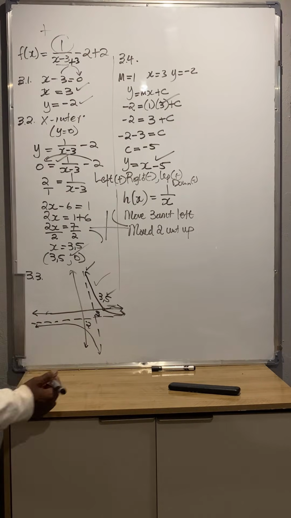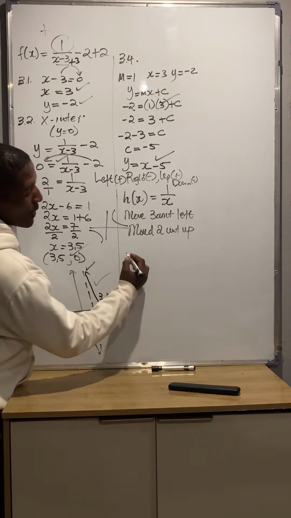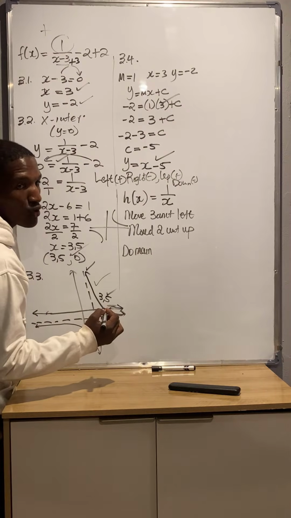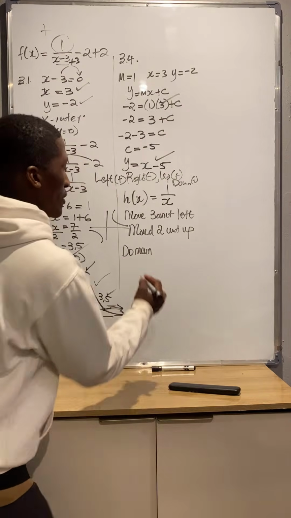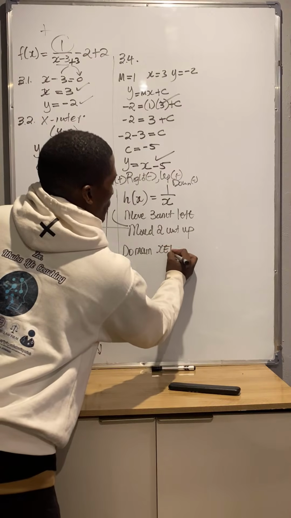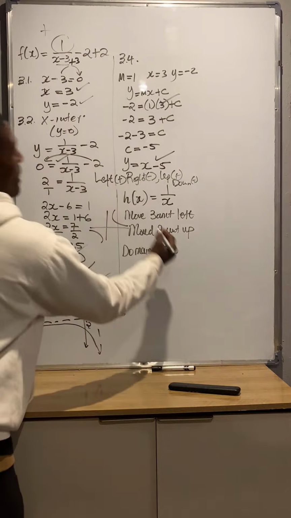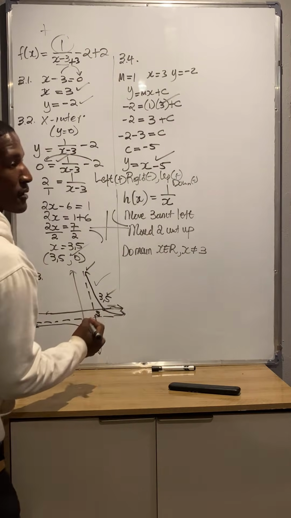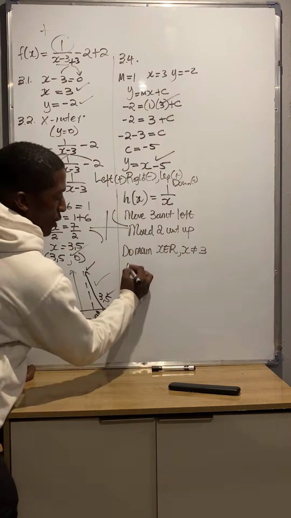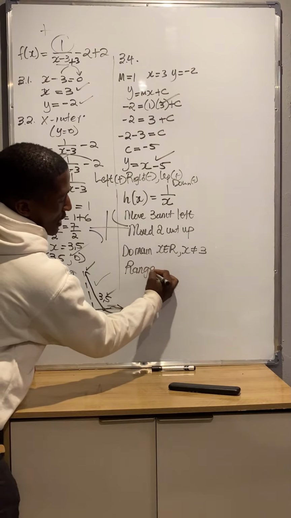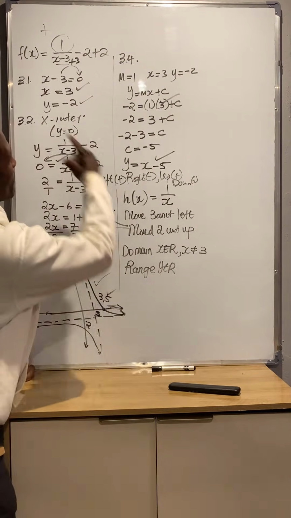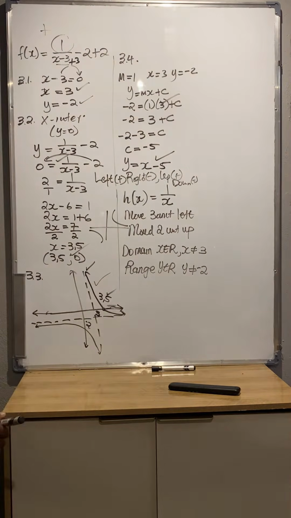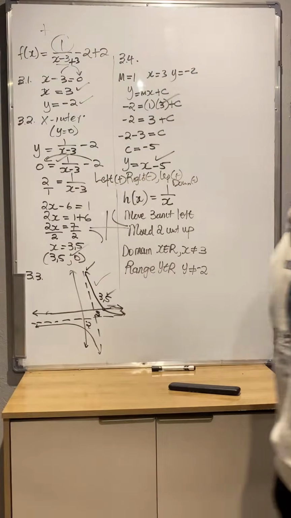Okay. Then the last one they said they want what? The domain, family. Remember domain: x is an element of all the real numbers, but x is not equal to 3. Then how about range? Range: y is an element of all the real numbers, but y is not equal to negative 2.